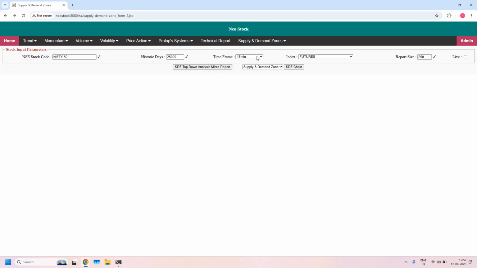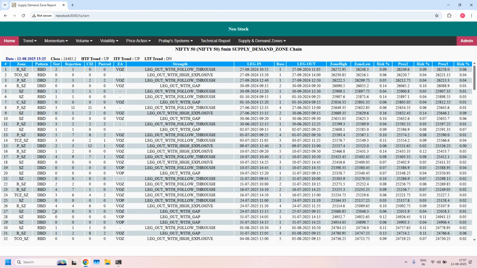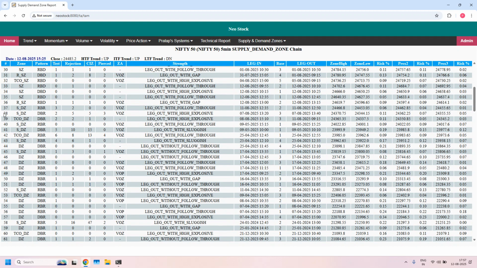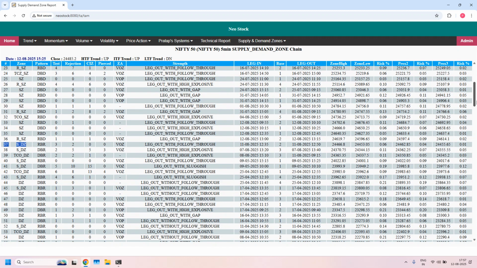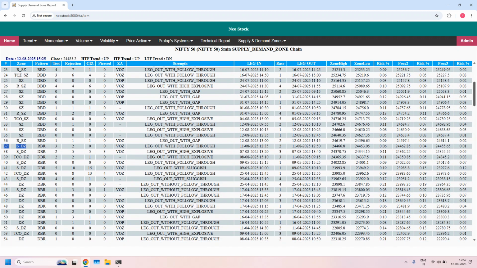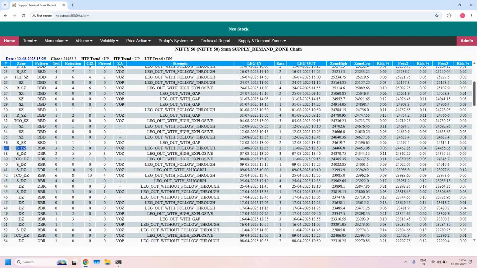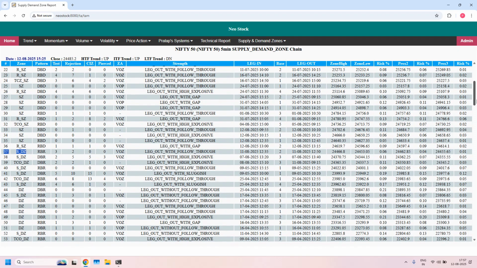Okay, next, generating 5 minutes supply demand zone chain for NIFTY. All are supply zones. I'm scrolling the list down. And the nearest demand zone to the current closing price is serial number 37. I'll adjust in the middle of the page. So this is about a NIFTY supply demand zone chain.